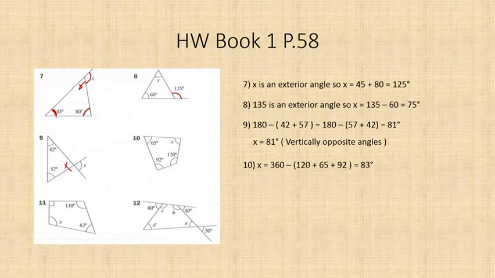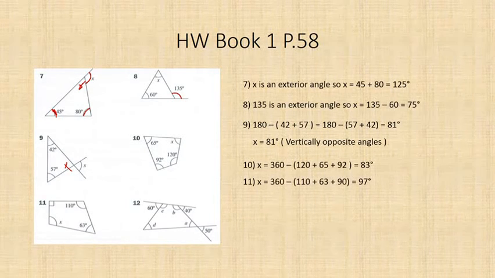And here, question 11, it's the same thing. 360 minus (110 plus 63 plus 90). So it's going to be equal to 97 degrees.